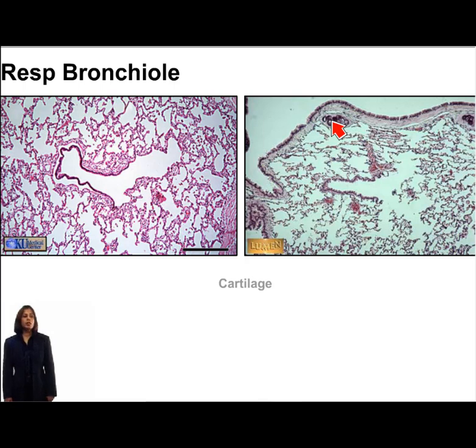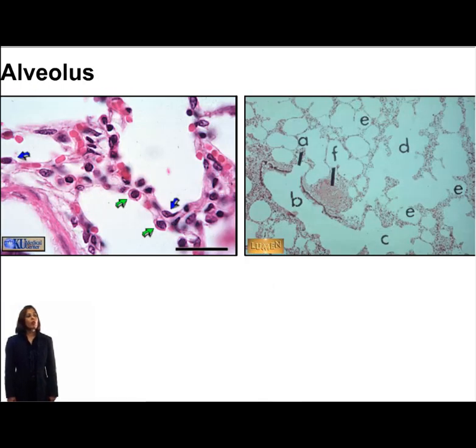Let's finally look at alveoli. The right image where you can see the label showing E, that's an alveolus, and next to it is another one, and the little line in between is the interalveolar septum.